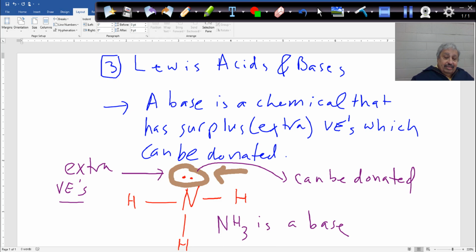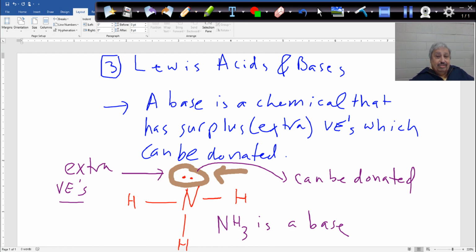Well, it has extra what? It has extra valence electrons. Can you see it? It has extra that can be donated. Now let's look at the donation to any acid we can think about. So can I take this one here? Those can be donated.